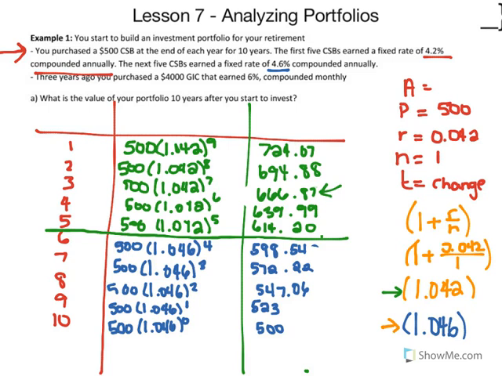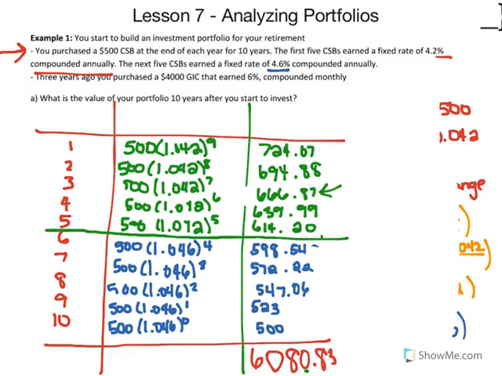So this is how much each investment makes each year. So to figure out how much you made total in these CSBs, you would add them all together. So when you add together all of this information, you should get 6080.83. So from your CSBs, you bought one every year for 10 years. You made $6,080.83. So that's the first part of your portfolio.